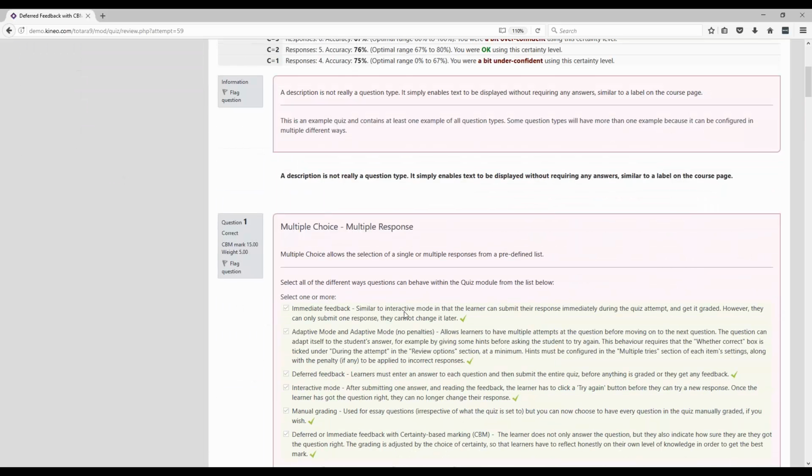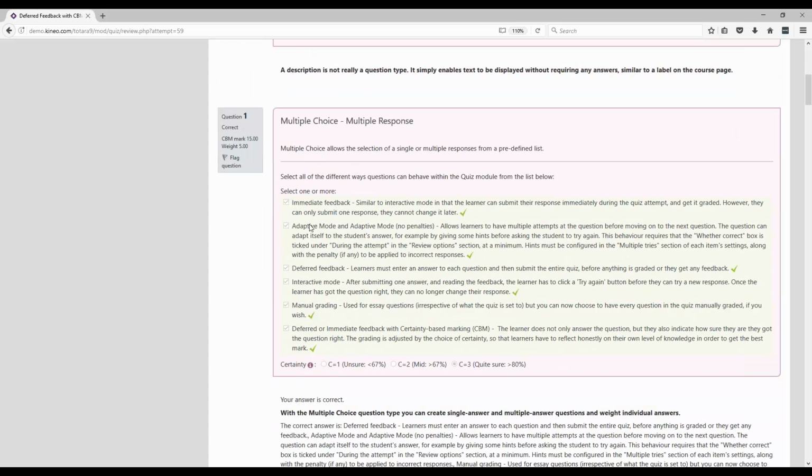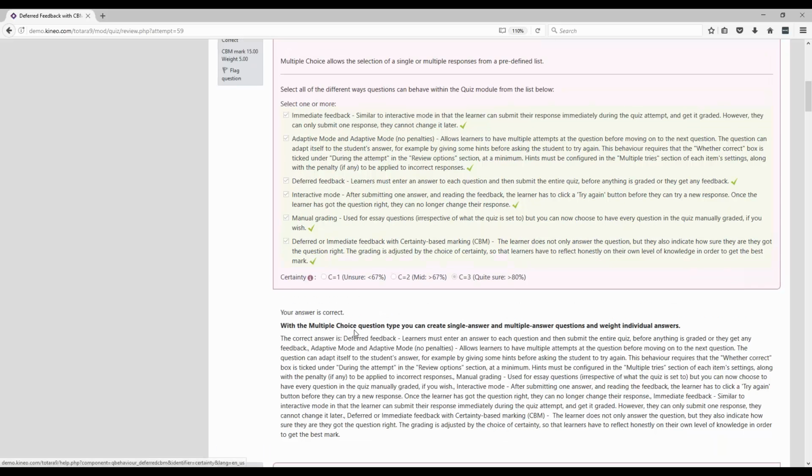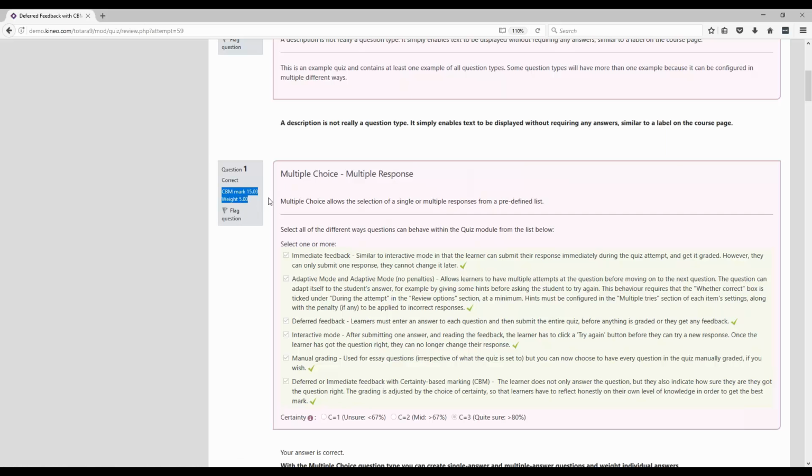Let's take a look at what it looks like on a question-by-question basis. As she's going through, she answers her questions, and then this is where the certainty is. The learners do see the little information bubble, so they get a breakdown of what the calculation is, what it's doing and why. But I want you to pay attention to this up here. In my quiz, I have each one set to be worth 5 points, or weighted at 5, right? And you'll see here that it says CBM mark is 15.